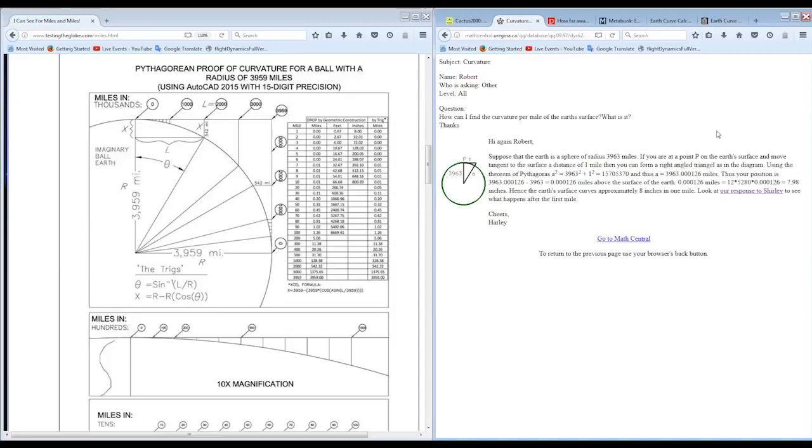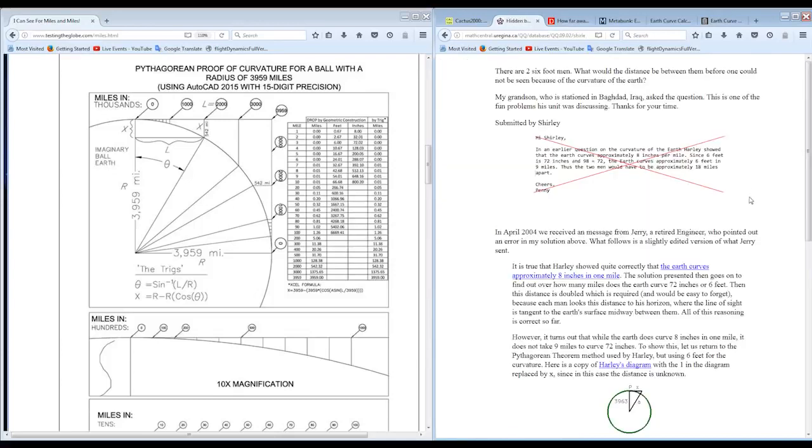This is a website called mathcentral.euregina.ca. I'm not sure if I pronounced that right, but whatever. Anyway, you see the URL here. So they're talking about how to find the curvature per mile of the Earth's surface, and they give an answer right here. They say after you do all the long form math, it ends up being 7.98 inches, or like we said, everybody's just rounding it up to 8 inches per mile. All right, but then it says look at our response to Shirley to see what happens after the first mile.